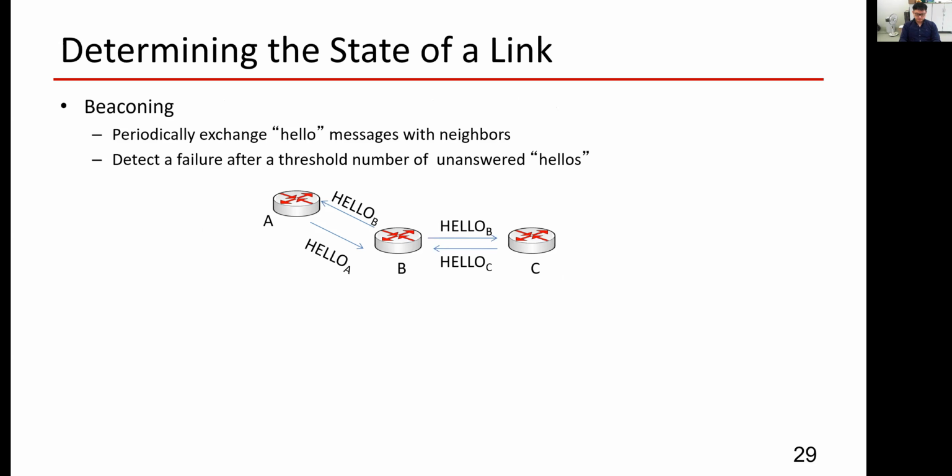So how can we update the link status information properly? Periodically exchange hello messages to enable that. The hello message is used as, oh, I'm survived. I'm still alive, right? It keeps sending hello. So detect the failure at a threshold number of unanswered hellos. So I said hello, but he didn't answer, meaning he's dead. Okay.